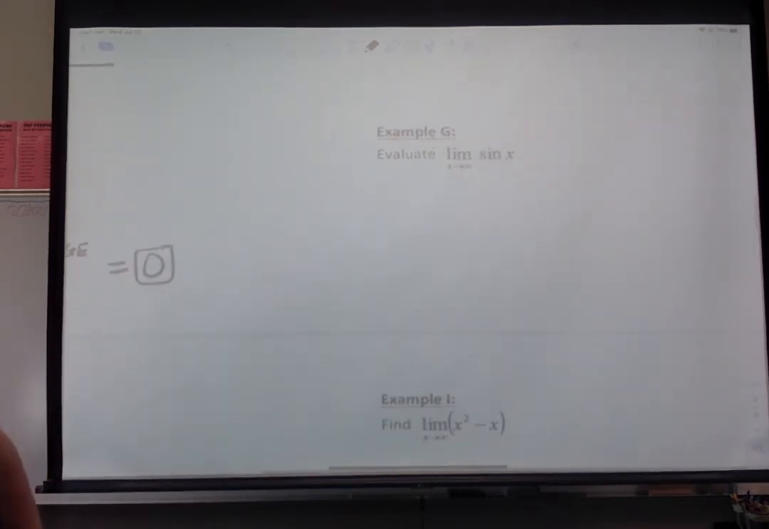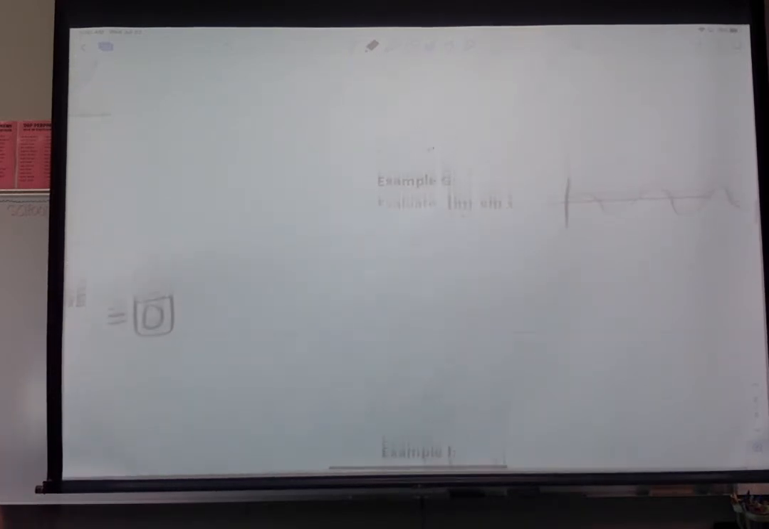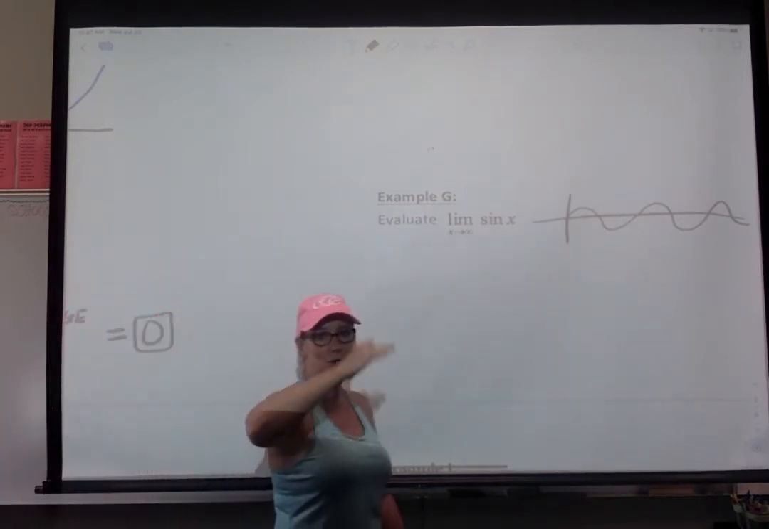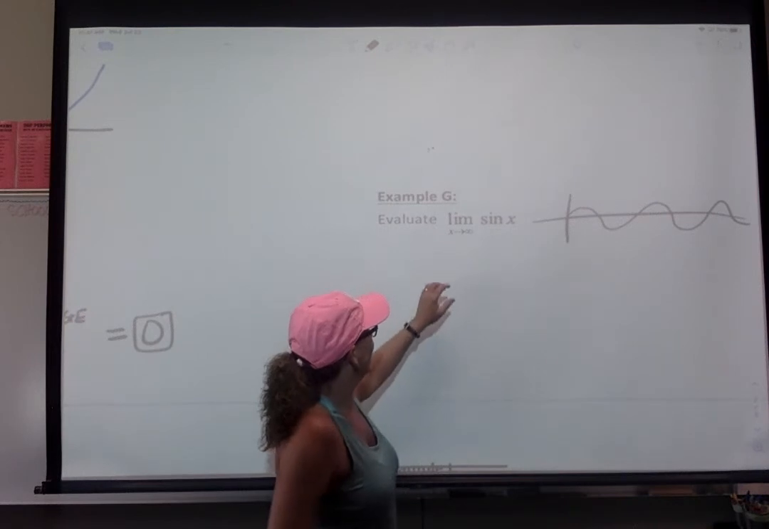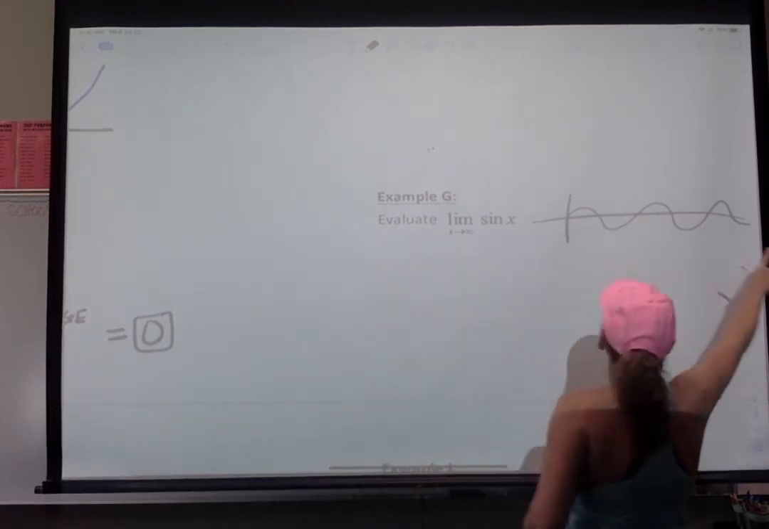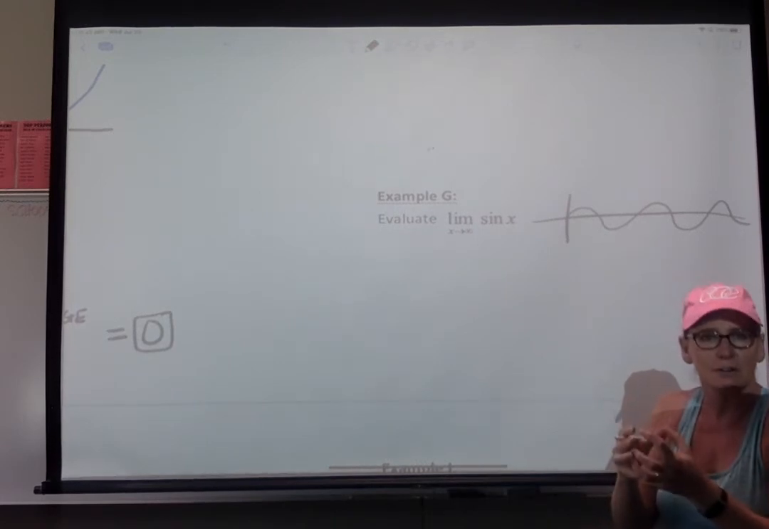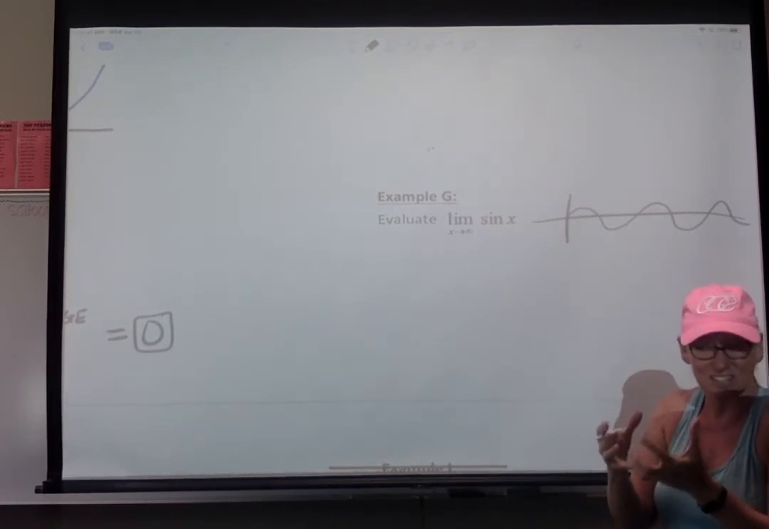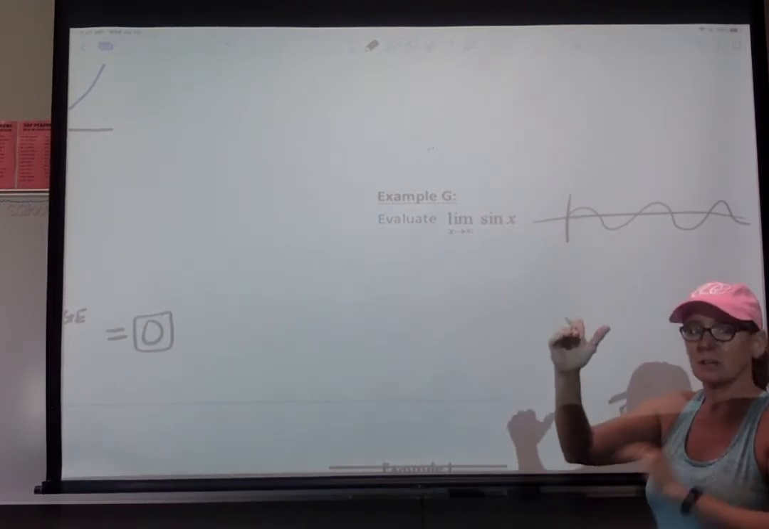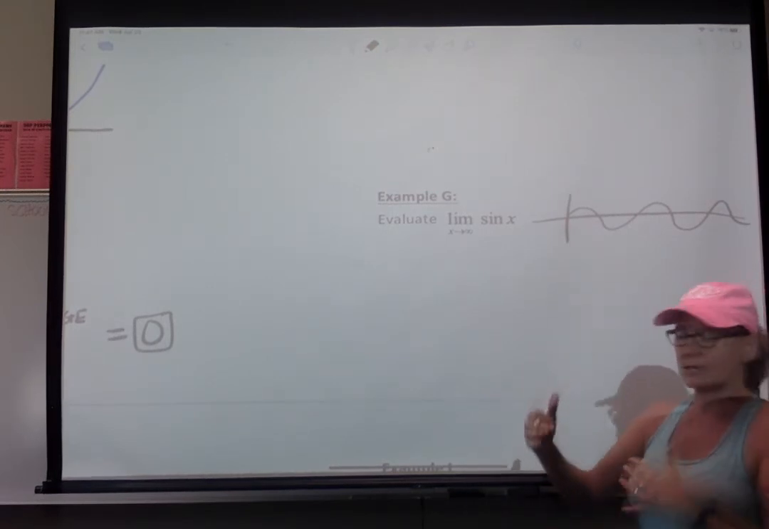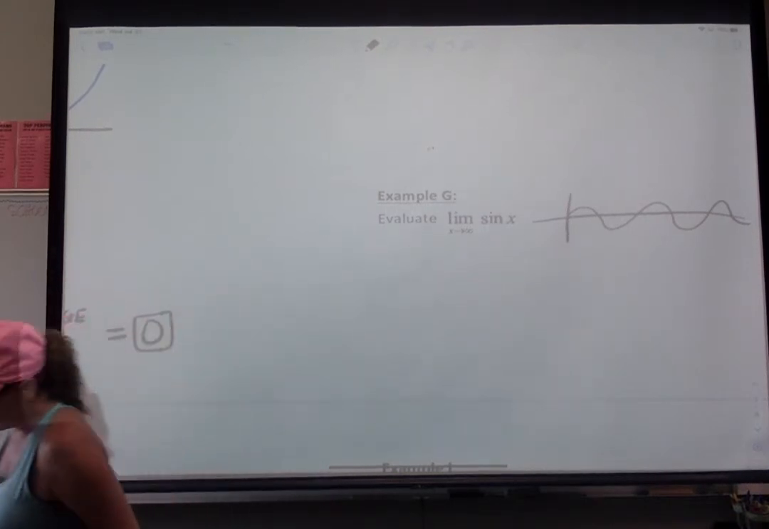Next one, sine x. You should know what the graph of this looks like. Okay, that's a pitiful looking graph, but you know that it oscillates back and forth between 1 and negative 1. Look way out toward negative infinity. Where are my y's headed? What's it closing in on? It's not closing in on anything. It's bouncing back and forth. 1, negative 1, 1, negative 1, 1. So this limit doesn't exist.